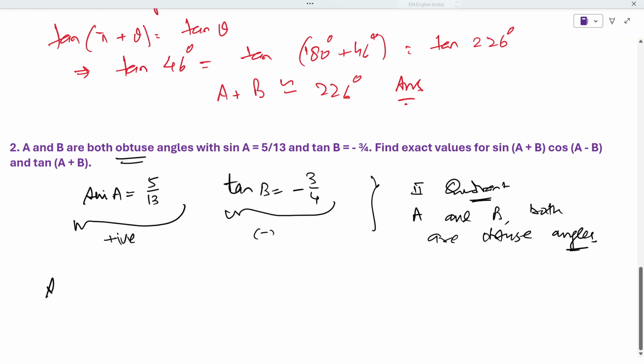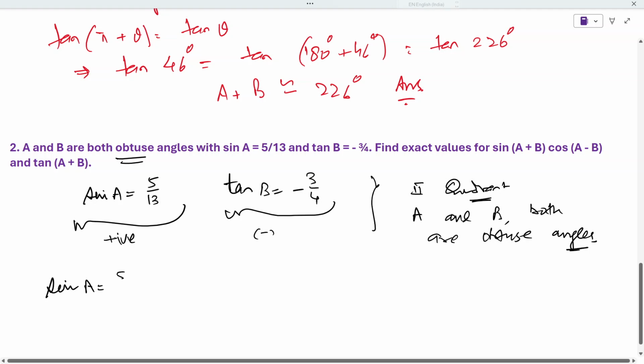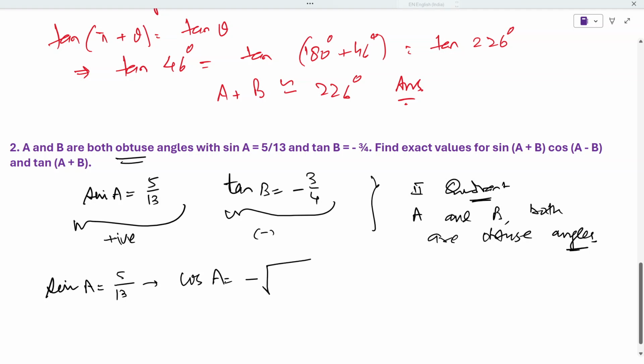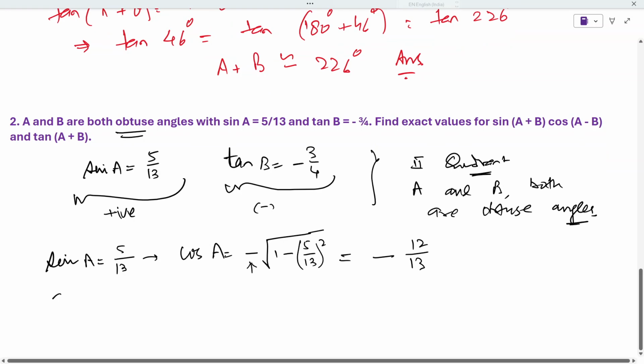Correct? Now since sin A is 5 upon 13, where A is in the second quadrant, cos A is of course minus square root of 1 minus (5 upon 13) squared. I have placed minus here because cos θ is negative in the second quadrant. Of course cos² A is equal to 1 minus sin² A. So this is 169 minus 25, so 144 upon 13 squared, so it is 12 upon 13.